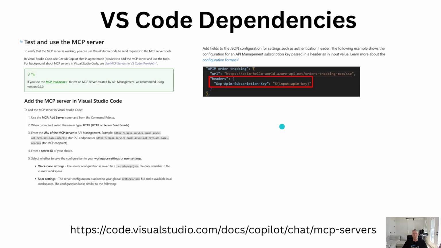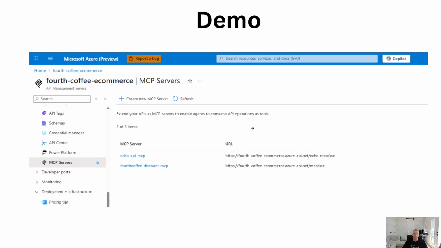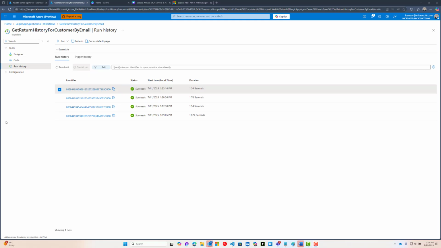And once we've gone ahead and configured our logic app to be an MCP server, we're then going to want to follow these specific instructions that allow us to register that MCP server inside of VS Code. And we're going to use a command from the command palette that's going to help us do that. All right, so let's jump into a demo here.